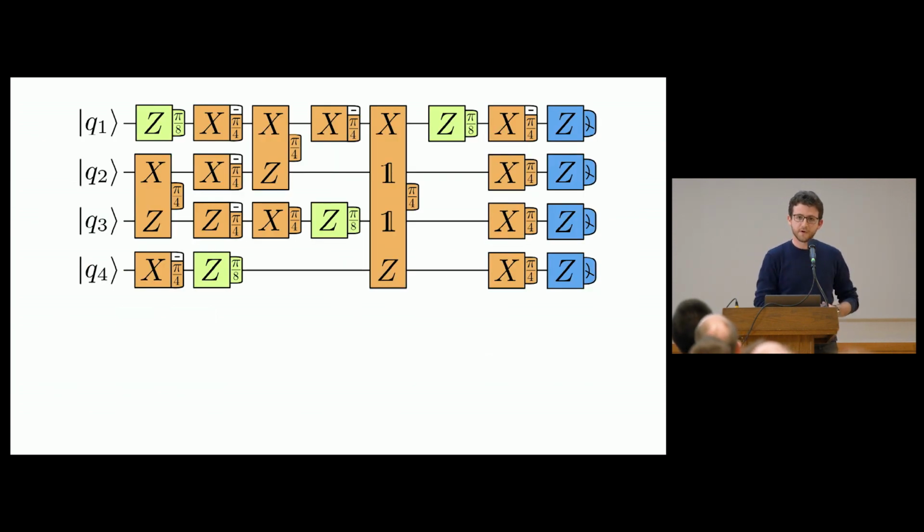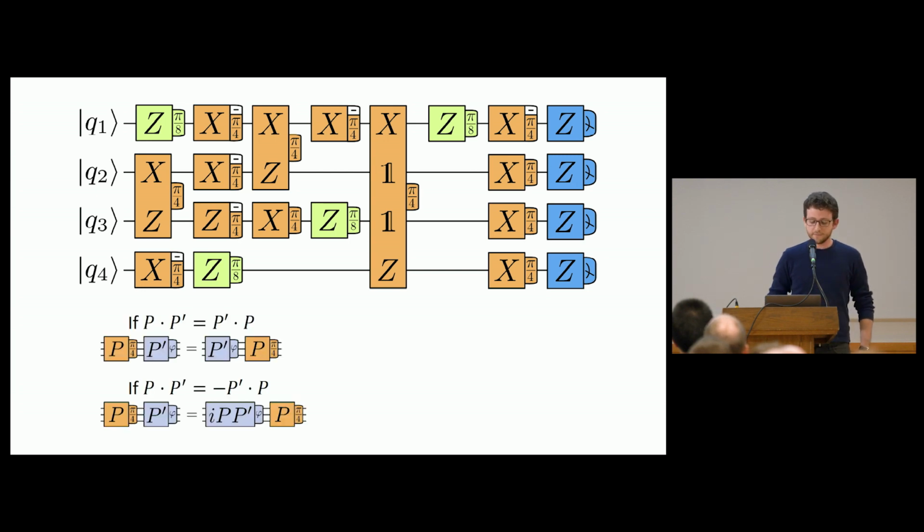You have a bunch of pi over 4 rotations in orange, you have a bunch of pi over 8 rotations in green, and you have a bunch of measurements in the end. Measurements are blue boxes, where the operator in the box tells you the basis of the measurement. The first thing I like to do is commute all my Clifford gates, all the orange boxes, to the end of the circuit. And the reason why you can do this is because Clifford gates map Paulis onto other Paulis.